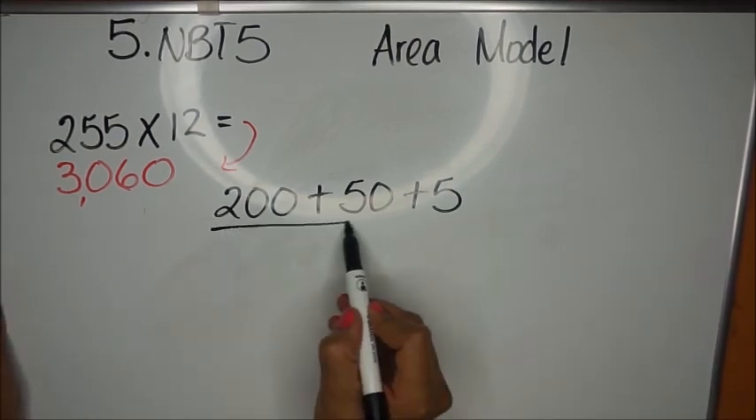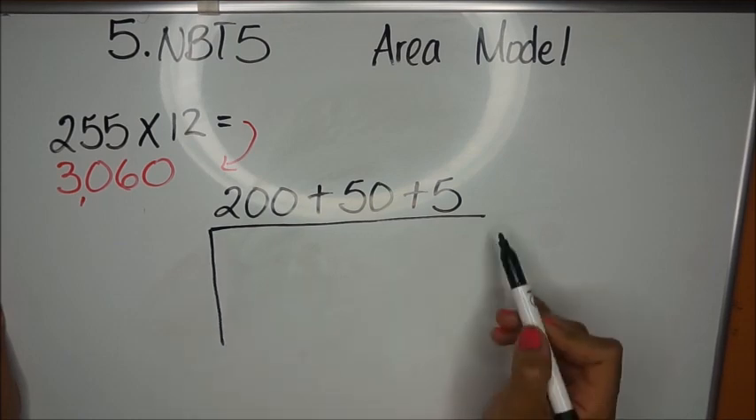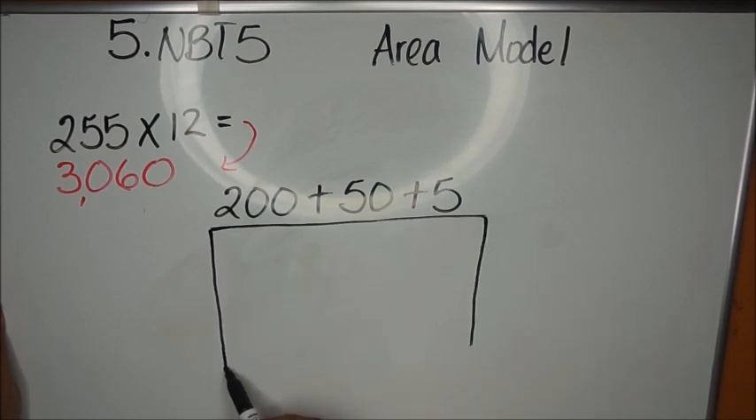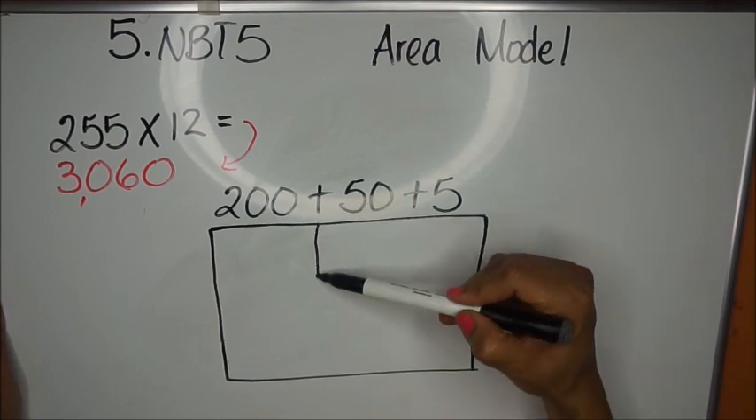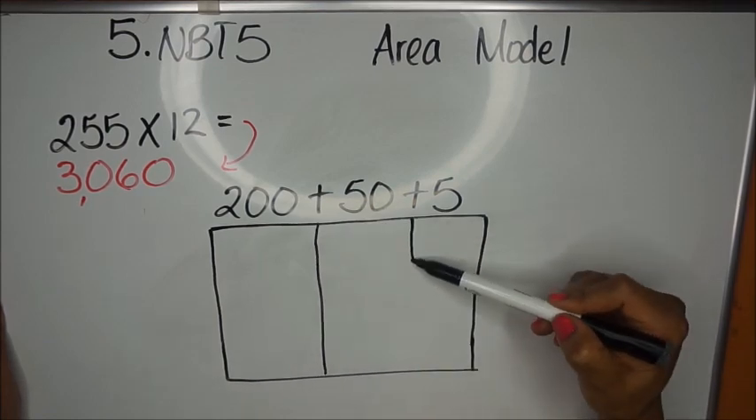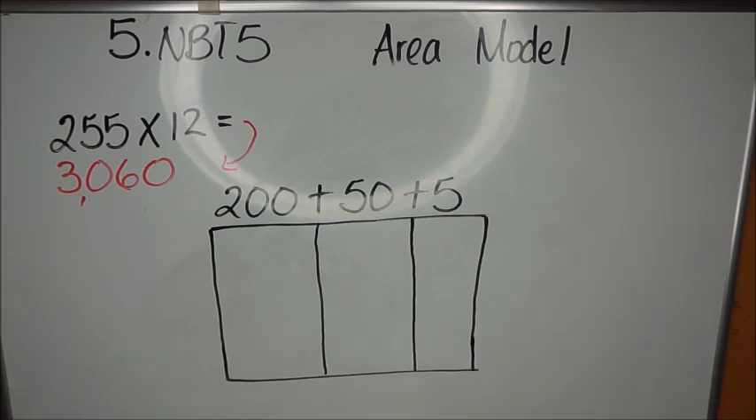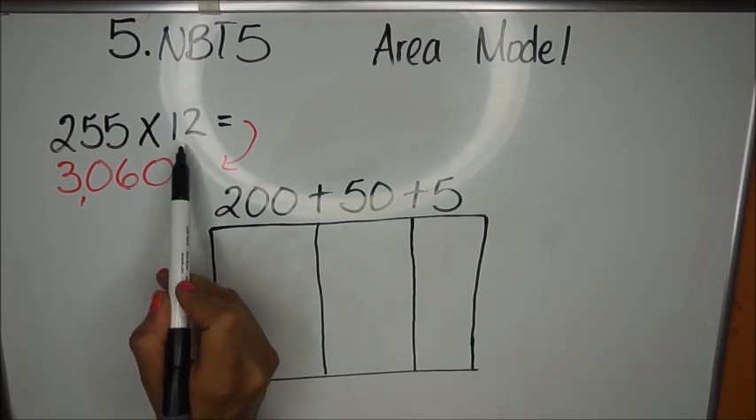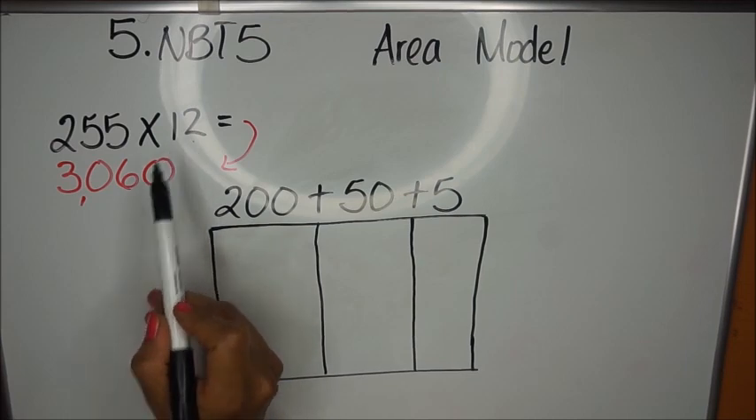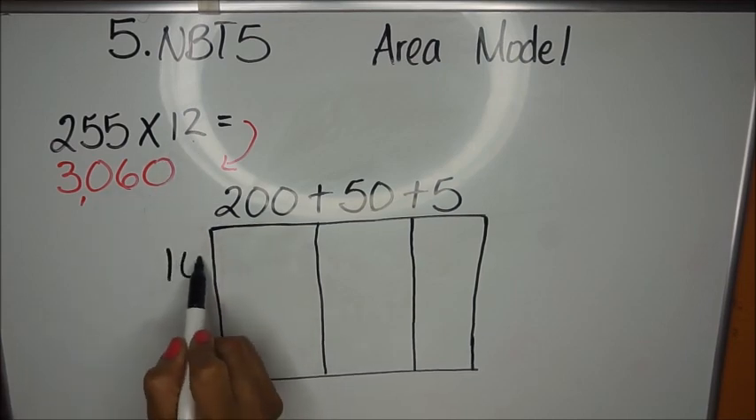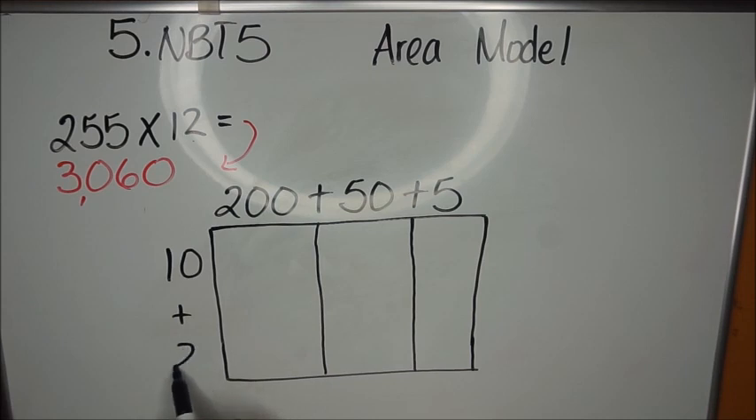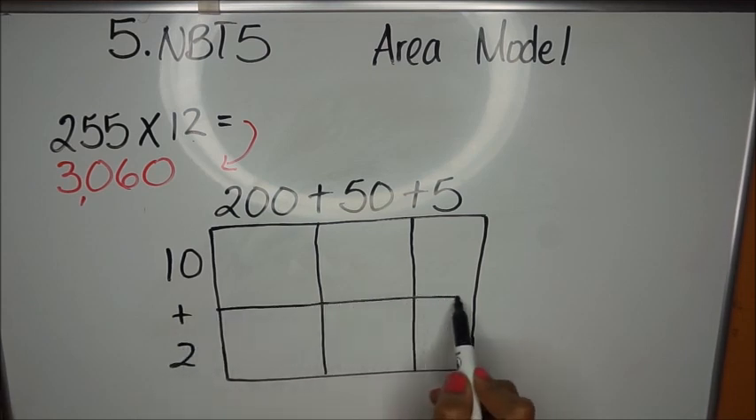Okay, so I'm going to draw my box. And this is actually my area model. Okay, and I'm going to draw my line down. It's not a perfect line. And then I'm going to write my 12 in expanded form. So 10 plus 2 is going to give me 12. So I'm going to write that across.